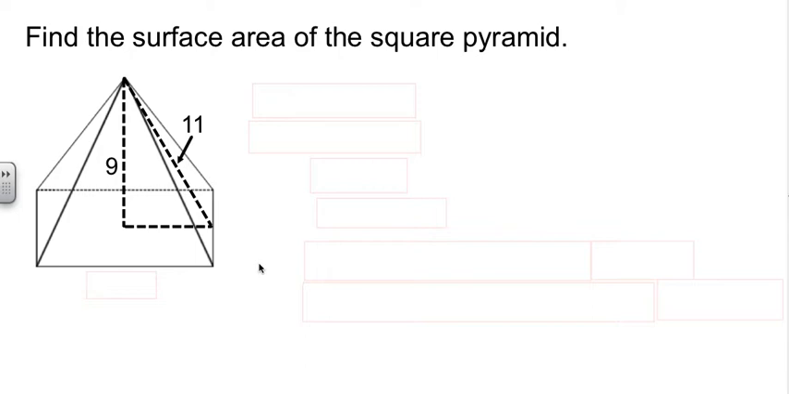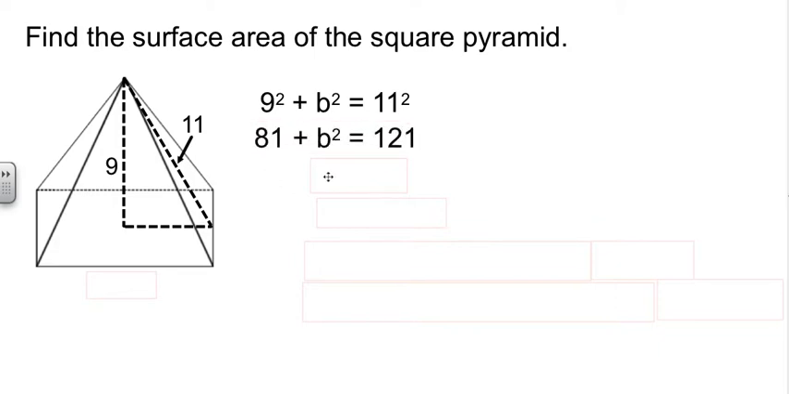They tell me it's a square pyramid. Your mileage may vary, but that is actually a square. It may not look like it, but don't trust your lying eyes. We know the slant height is 11, and we know the height of the pyramid is 9. We can do a little Pythagorean game to get this leg of the right triangle. So 9 squared plus b squared equals 11 squared. Cleaning up, we get b is 6.325.